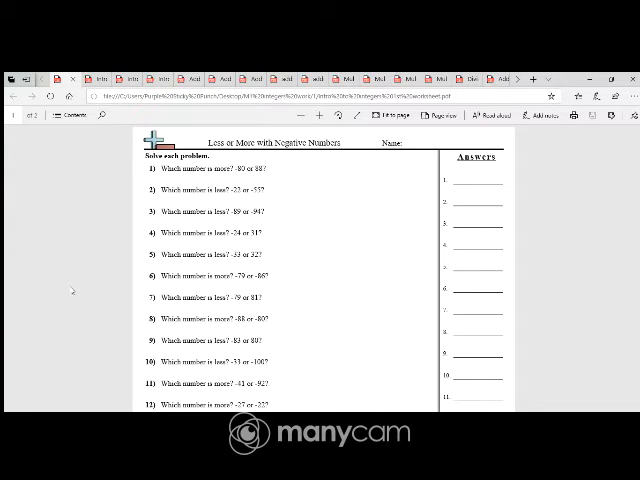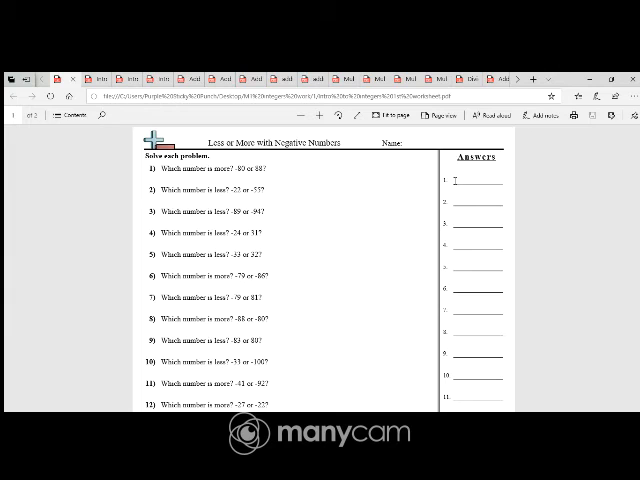All right, so the keywords here are more or less. We need to figure out what more or less means. And the first number it's asking you is, which number is more? Negative 80 or 88? Of course, 88. So 88 would come over here and you'd put it in your one.